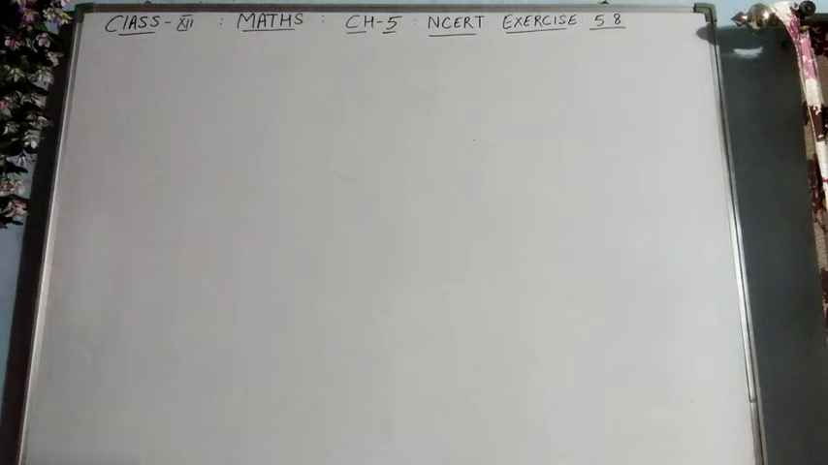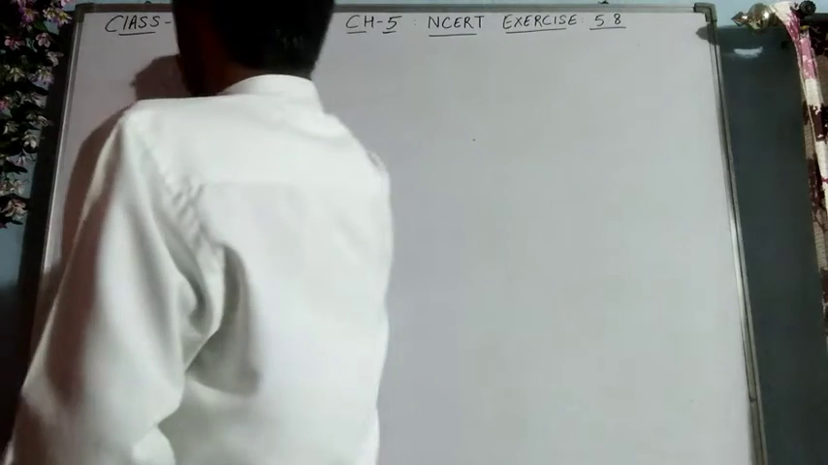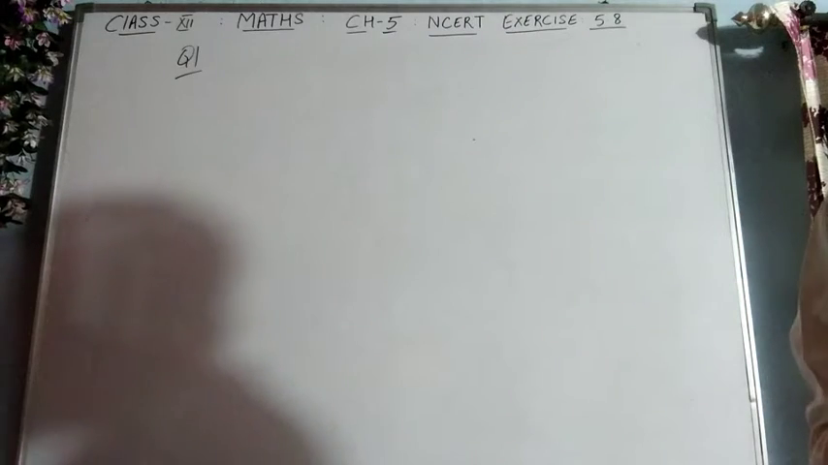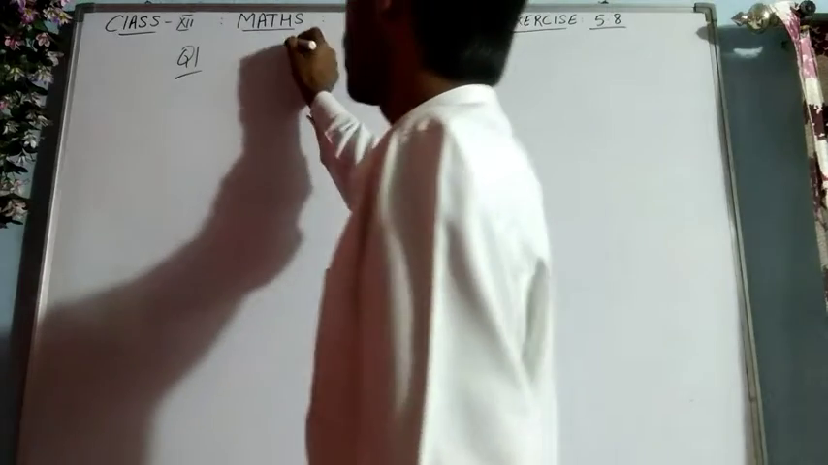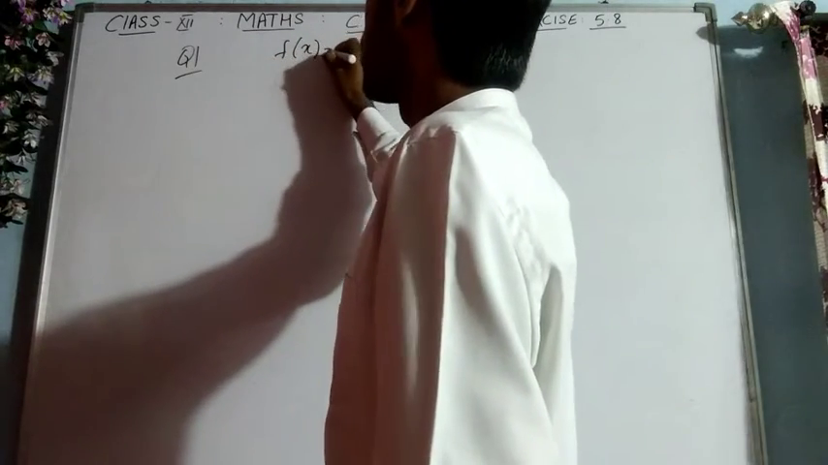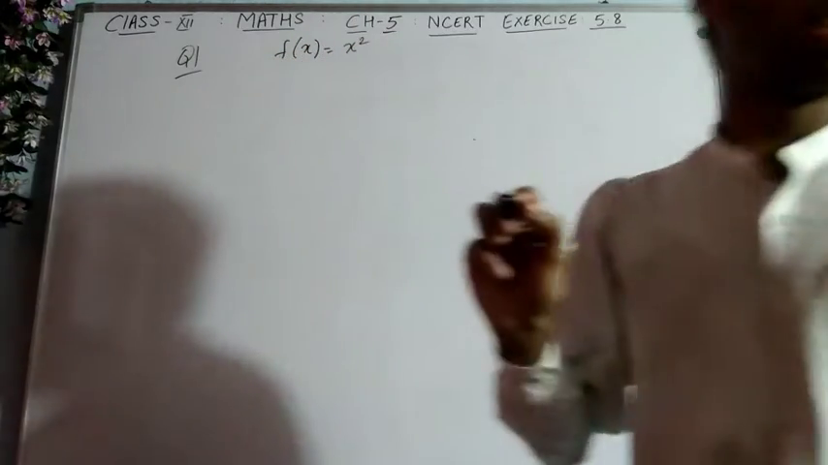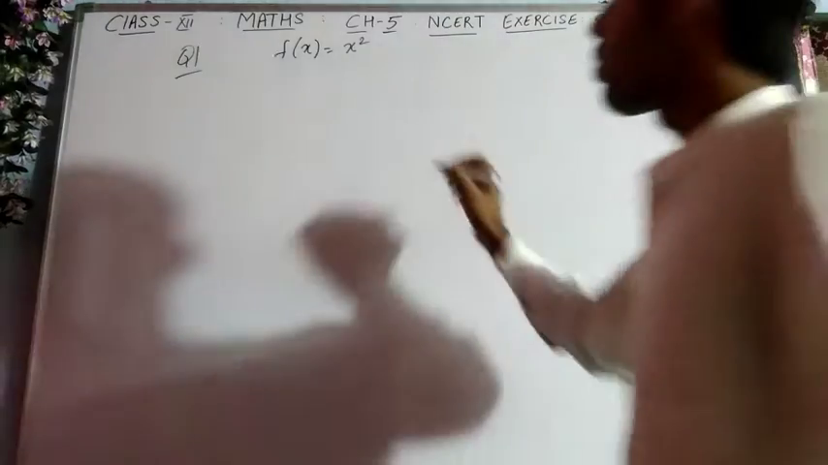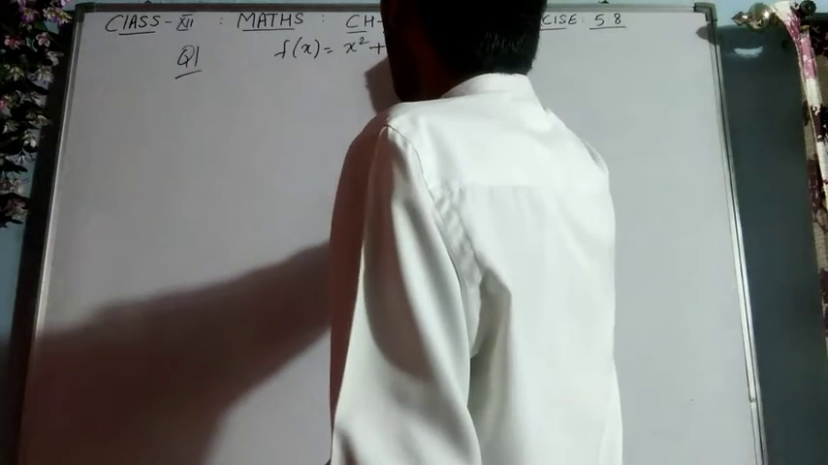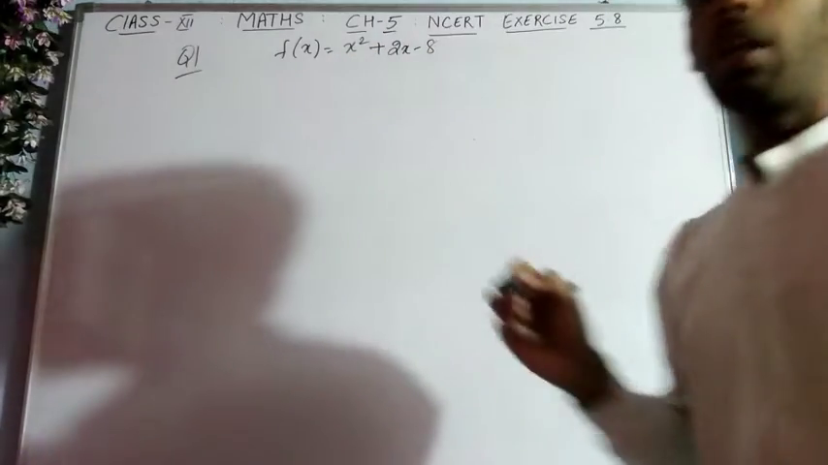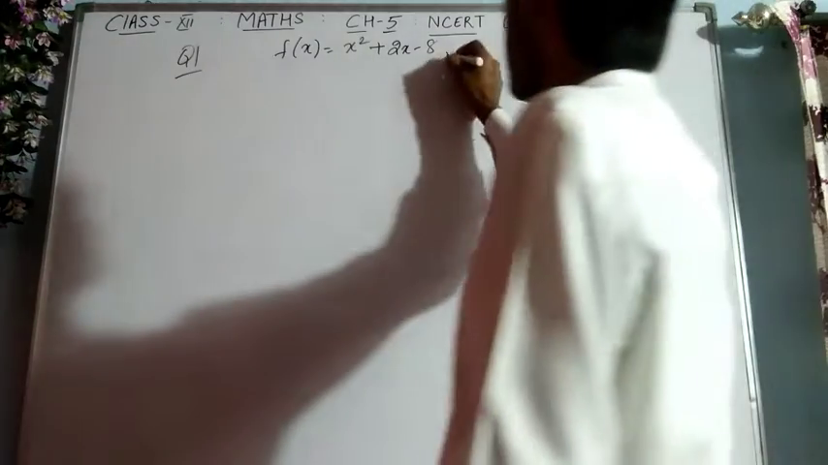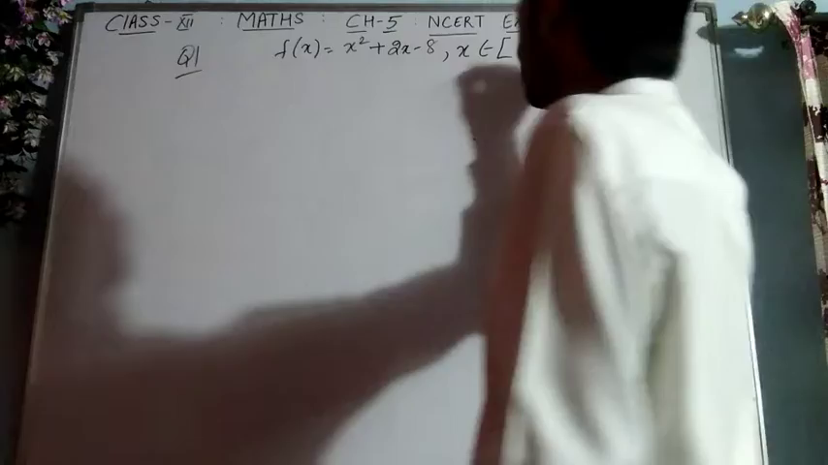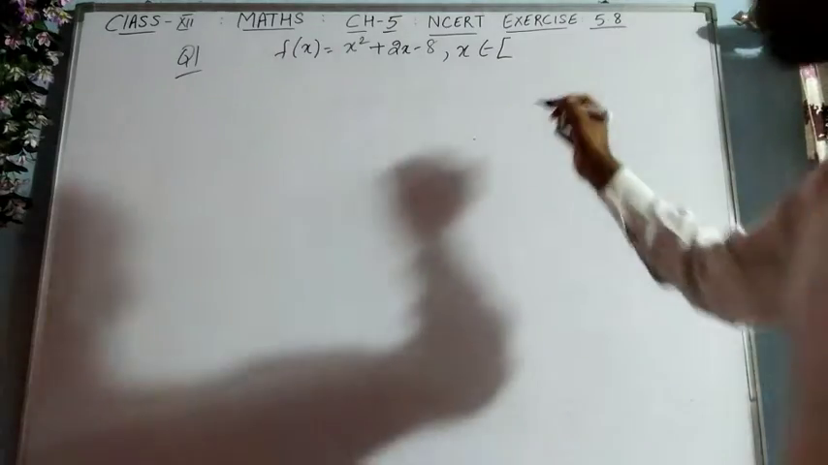Now, friends, let us start the very first question of exercise 5.8. The first question is, verify Rolle's theorem for the function f of x, which is given to you: x square plus 2x minus 8, and here x belongs to the closed interval -4 to 2.